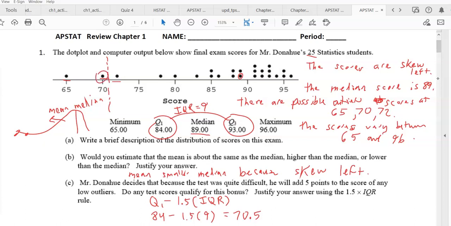So there are two values that are outliers according to the formula. There are two low scores that are outliers: 65 and 70. Beautiful job on the first question.